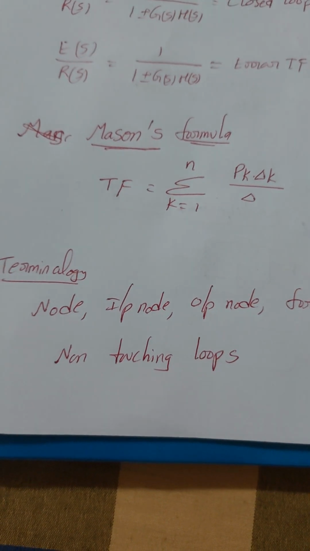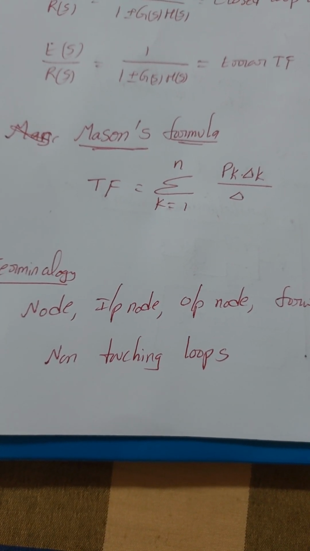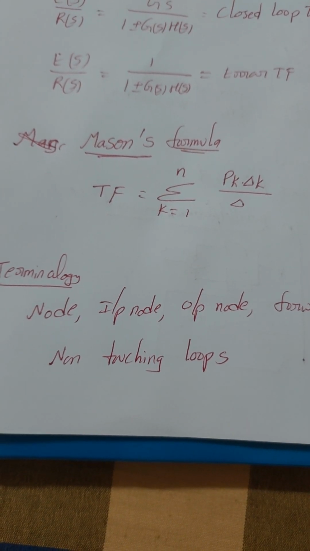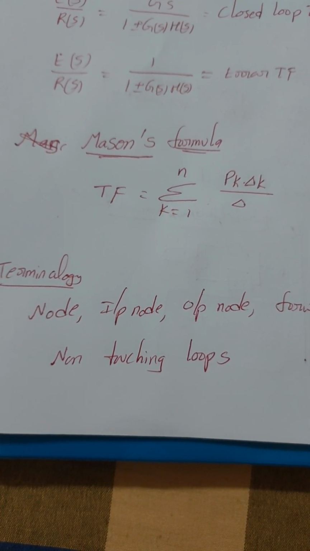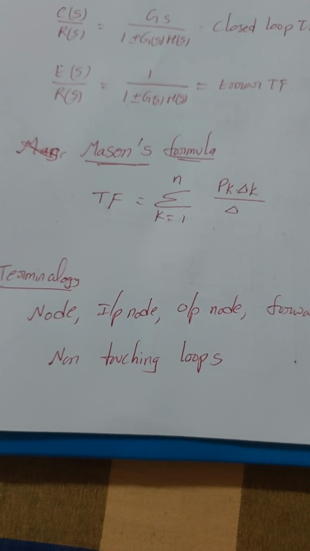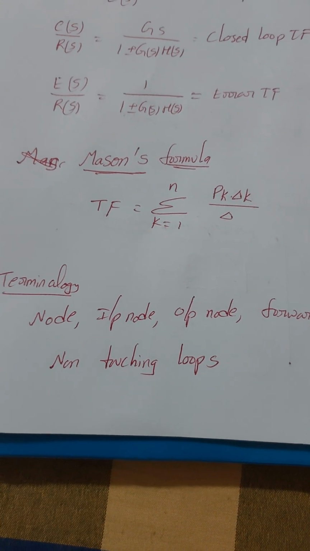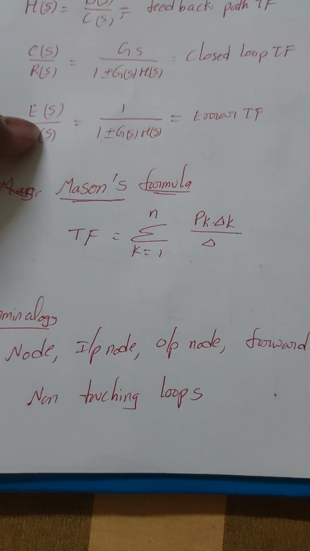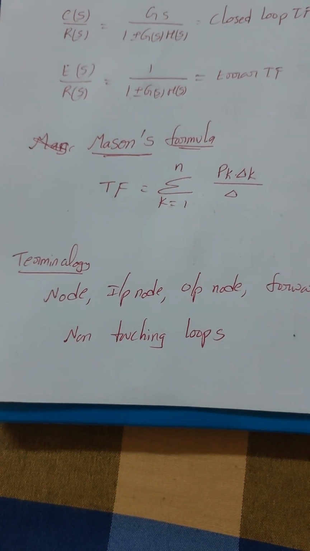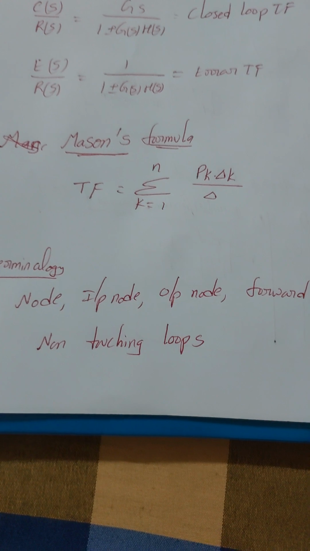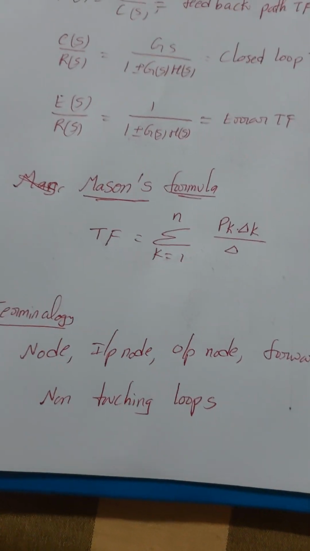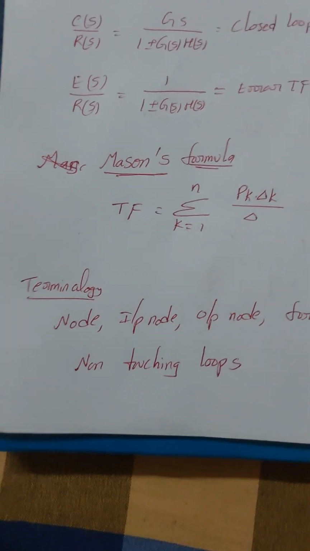Next one is non-touching loops. Two or more loops are said to be non-touching if they do not have any common node. By using this Mason's formula, we have to solve problems, some problems which are given in the textbooks or on YouTube, whatever reference you take.